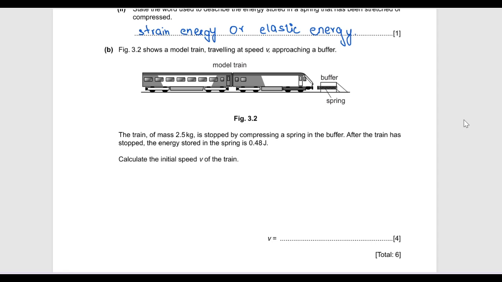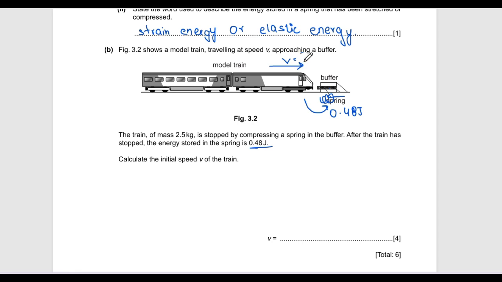After it, the next question says figure 3.2 shows a model train traveling at speed v approaching a buffer. So this is a train which is traveling towards this buffer, and this buffer will help this train to stop. The train, of mass 2.5 kg, is to stop by compressing a spring buffer. The same thing. There is a buffer which is like a spring. So whenever this train hits the spring, it will stop. After the train has stopped, the energy stored in the spring is 0.48 joules.